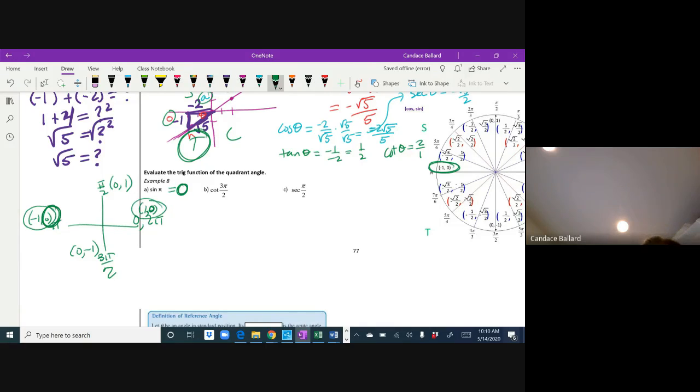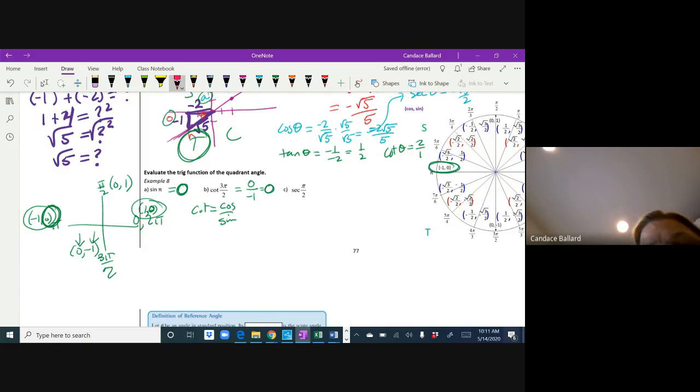I'm going to go to cotangent, and we did have some identities the other day where we talked about how cotangent is equivalent to the cosine divided by the sine. So I know that I have to put the cosine over the sine when I do cotangent. The cosine is the x value, so that's going to be 0. And the sine is the y value, so that's going to be -1. And 0 divided by -1 is 0.